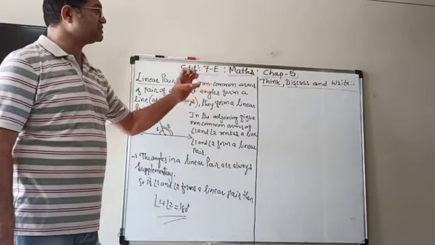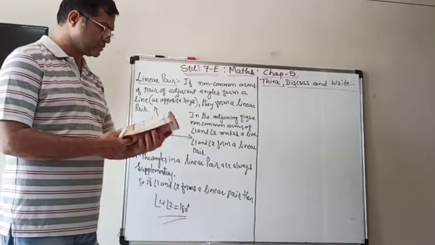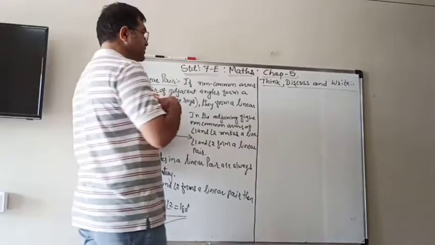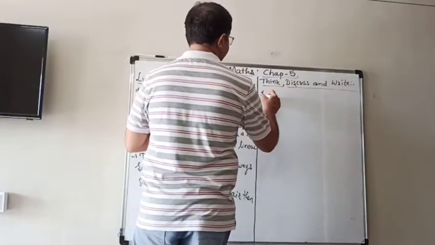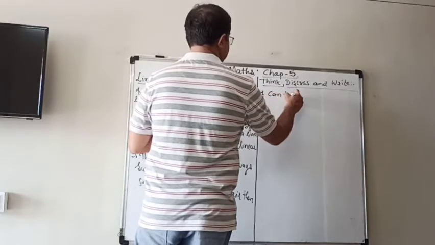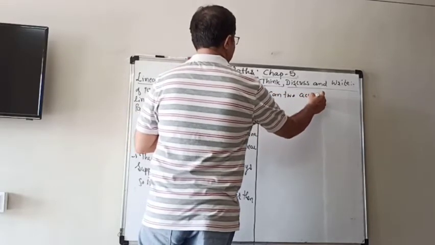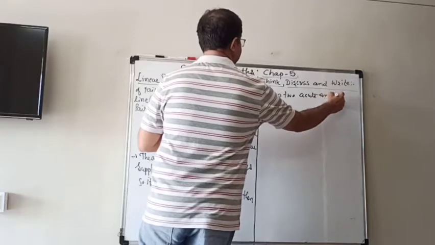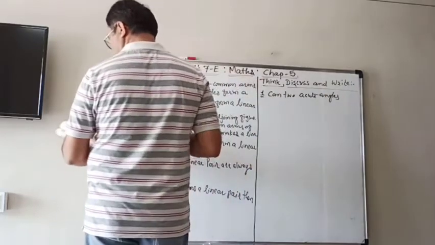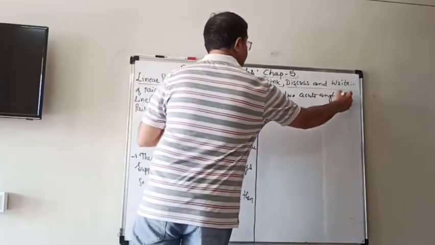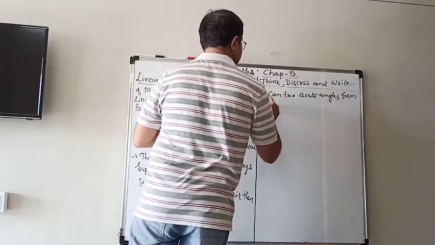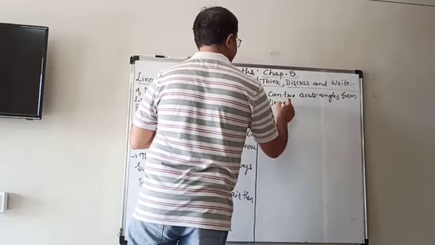Now let's do the think, discuss and write, that is here. First is, can two acute angles form a linear pair?